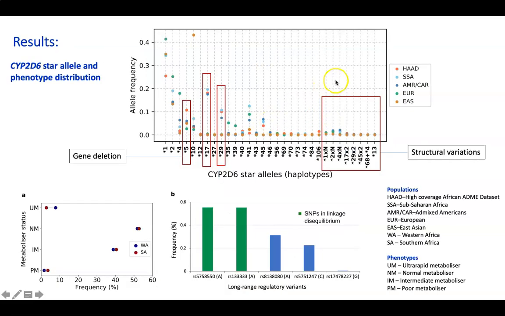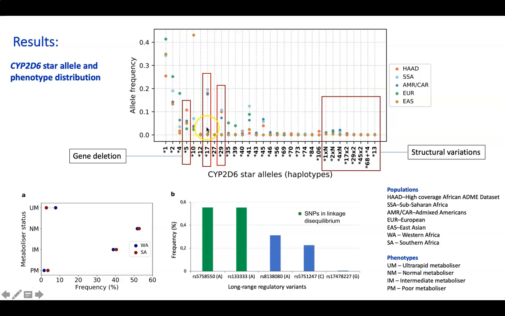So this is the distribution of the star alleles in our data set. So our data set is represented by the HAAD in red here, and this is the high coverage African ADME data set, and we compare that to other previous studies in sub-Saharan Africa and other global populations. So here I've highlighted the gene deletion, which is star5, and we see that there's a much higher frequency of star5 in African populations compared to other populations.